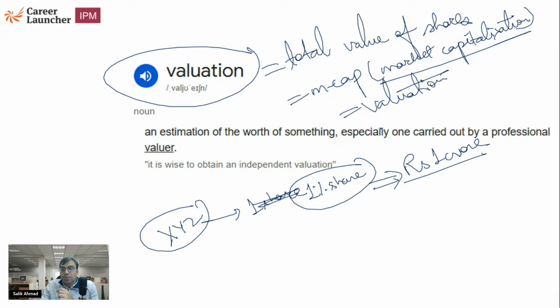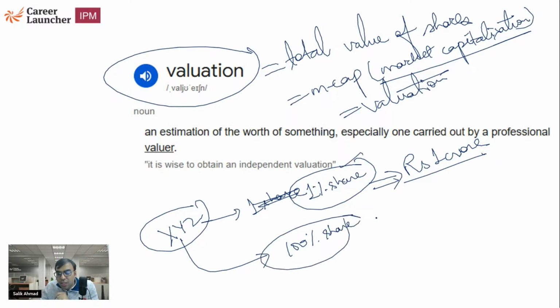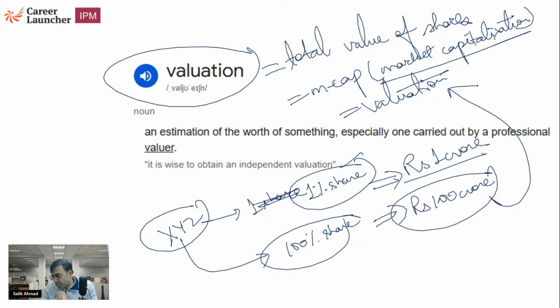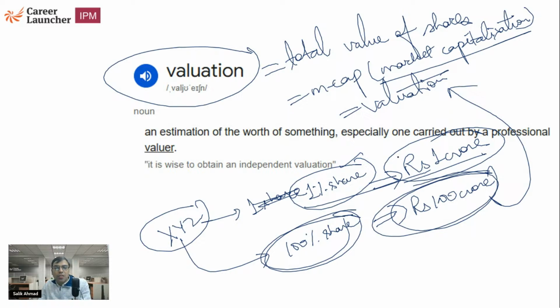So what is the total value of 100%? That is the total share price. You multiply with 100, so it will be 100 crore. So this is the valuation of this company. Total value of share is 100 crore rupees. That is what you should be knowing about. Okay, 100% share. Rupees 1 crore, 100% share, 100 crore rupees. So that is how valuation works.